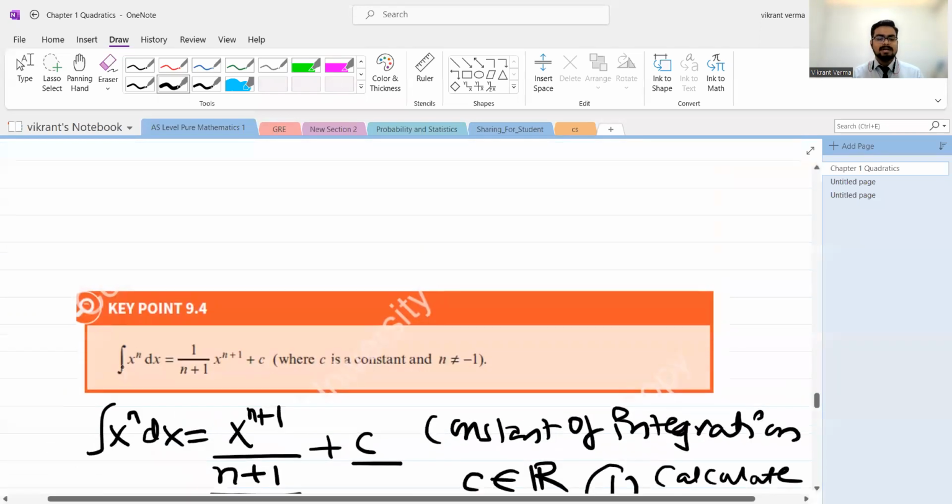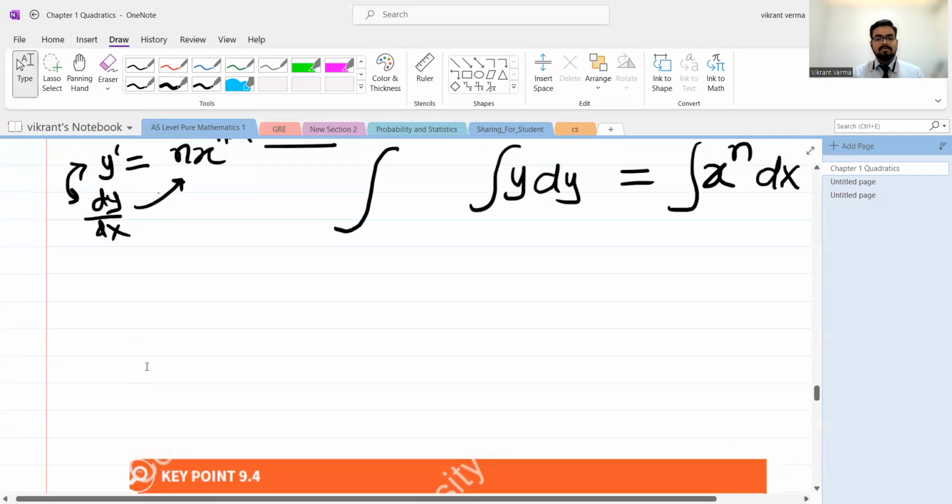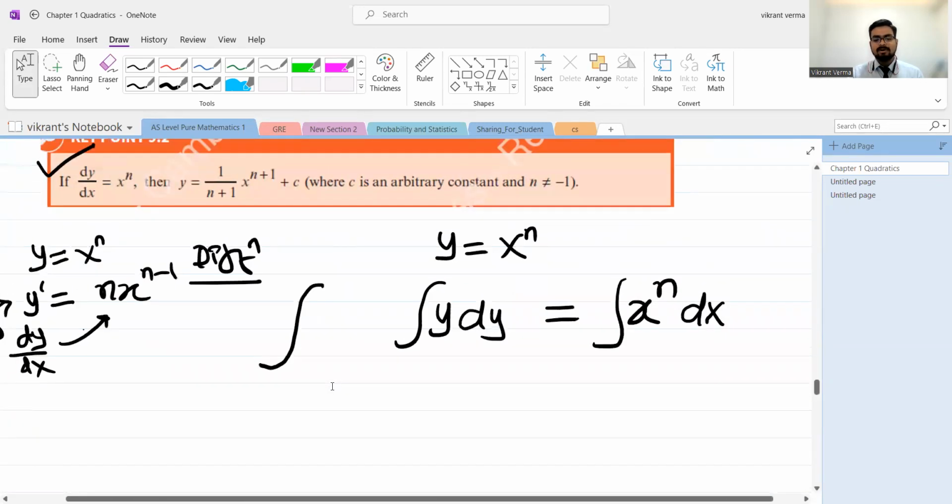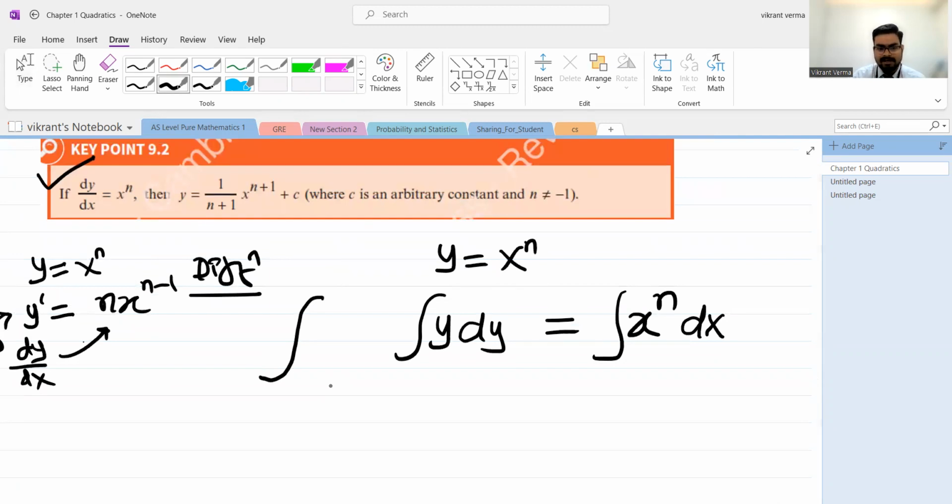Now, since we know the formula, we will apply it here. On the left hand side, the variable is y. So it will be y dy, and since the power of y is 1, it will be y to the power 1 plus 1, divided by 1 plus 1, plus c1. Here also a constant of integration will be there, and on the right side there will also be a constant of integration. I am putting this constant of integration on the left hand side.